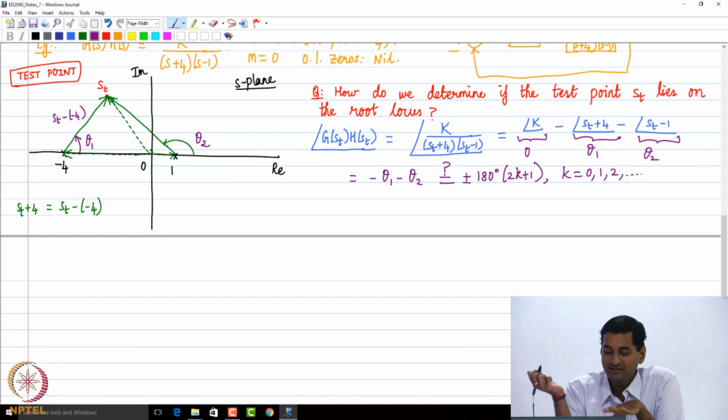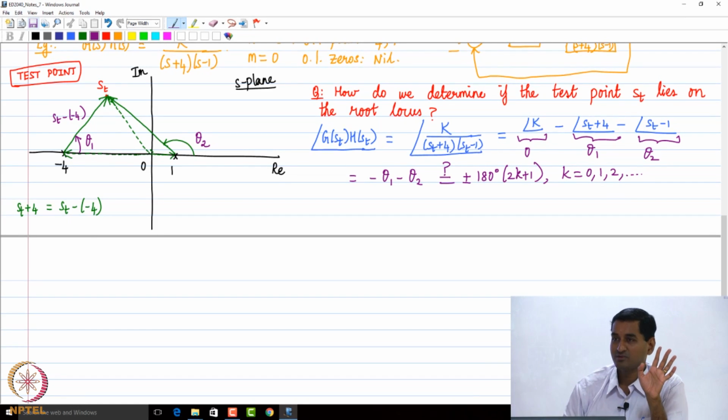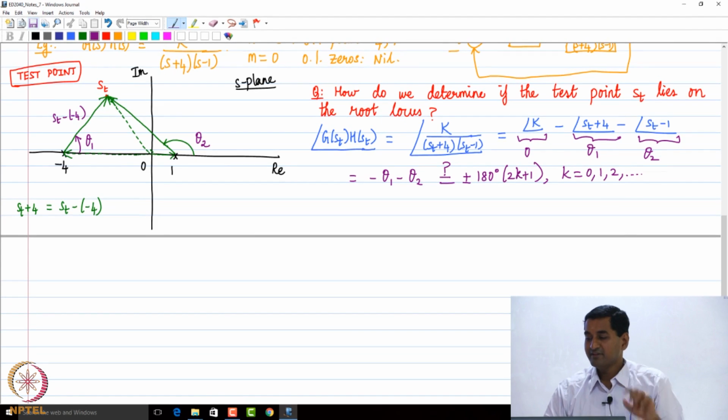So if I consider an arbitrary test point and I have to evaluate that test condition, now if the test point satisfies this angle condition, then I can say that the test point st is on the root locus. Okay, so that's how we are going to evaluate the root locus. Is it clear? Now let's go to the steps involved in the construction of the root locus. Any questions on this?